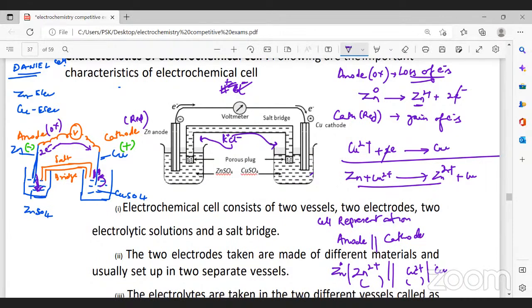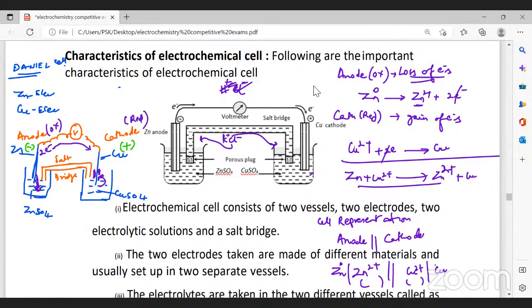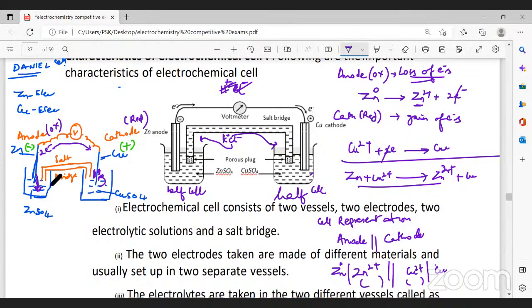See, each electrode is called a half cell. The zinc electrode is called a half cell, and so is copper. When two half cells combine, we get one complete cell, and that is called an electrochemical cell. So an electrochemical cell is a cell which converts chemical energy into electrical energy. So many things we learned today: what happens at the anode, what happens at the cathode, the cell reactions, the overall reaction, cell representation, the construction and working. Did you follow this? Yes, sir.